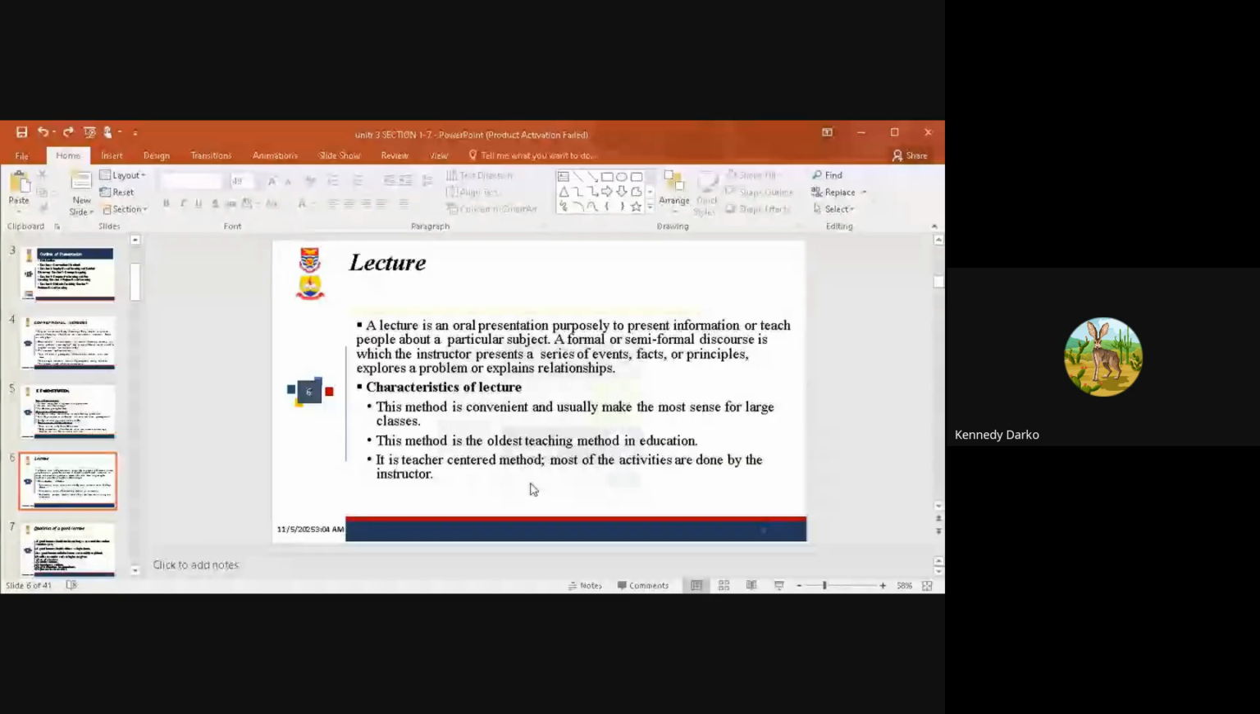This method is the oldest teaching method in education. The Socratic method, the lecture method. It started way back, long ago. Now we are saying that it is a teacher-centered method. This lecture method is teacher-centered, because most of the activities are going to be done by the instructor or the teacher. And so that is the lecture method for you.